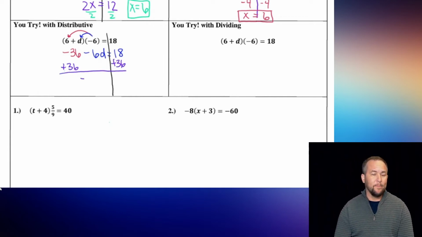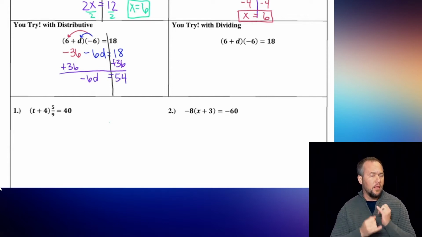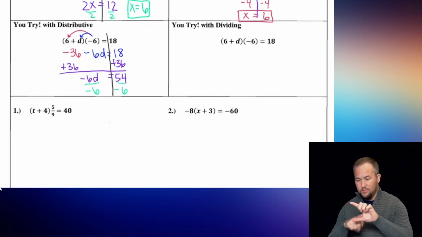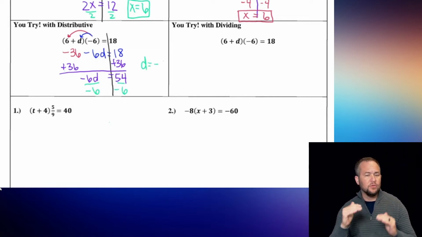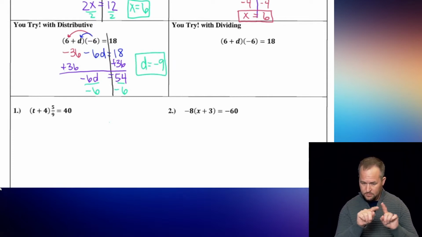So then when I do that, I now have -6d equals 54. And then our last step is to get d all by itself. So I'm going to divide both sides by this coefficient out front. So I'm going to divide by -6, divide by -6. Final answer here is d equals -9. Box that answer in. Then we can also do the same thing with dividing.